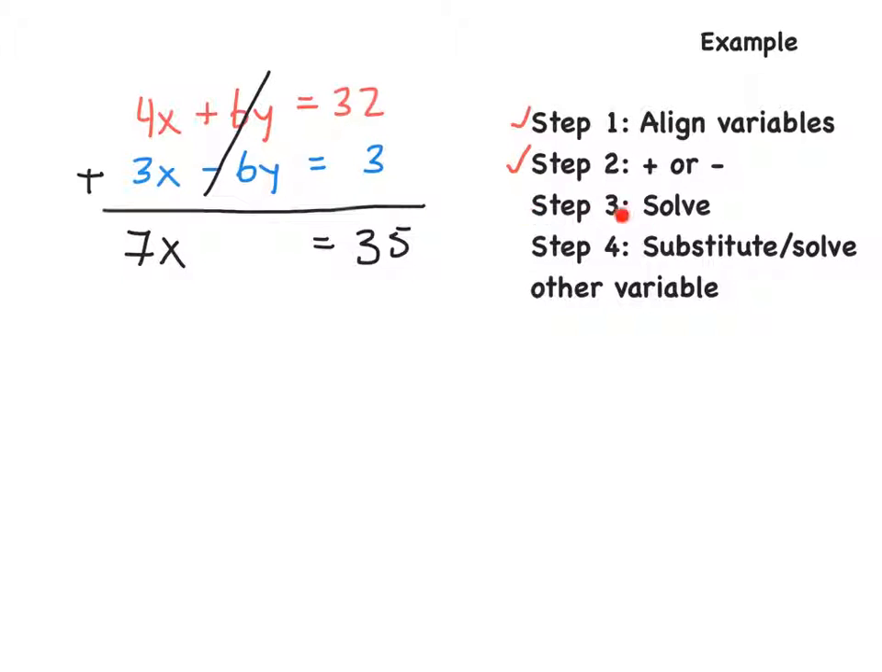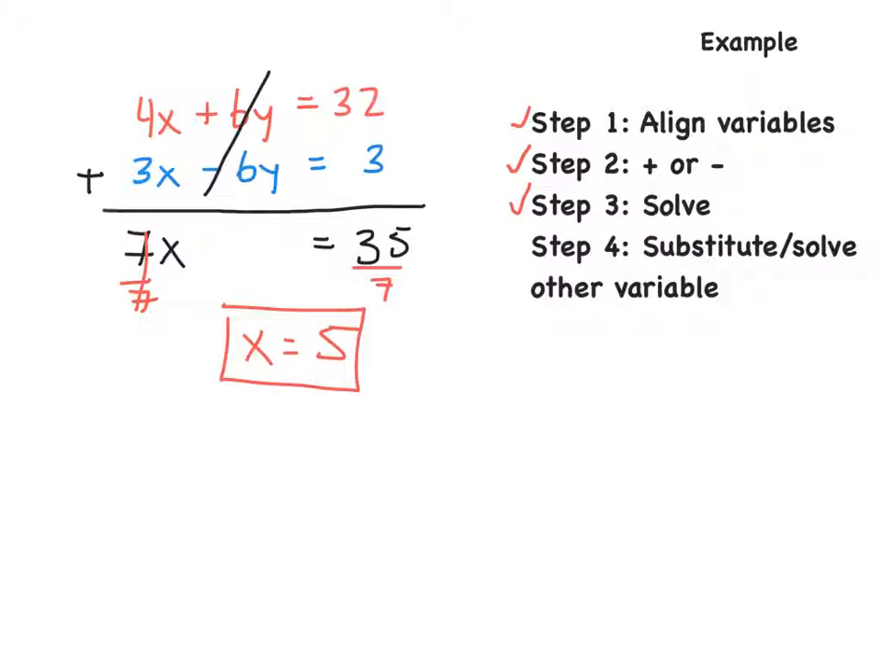Step 3, solve for this one-step equation. 7x is equal to 35. With this, all you got to do, divide by 7, divide by 7. X is equal to 5. Now, we have solved. We now have x is equal to 5. All that we have to do now, step 4, last step.